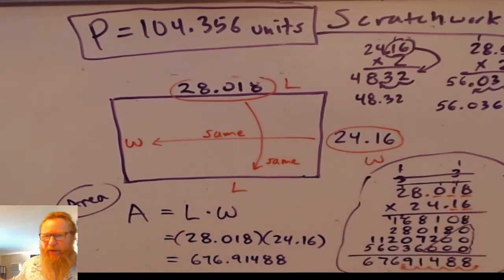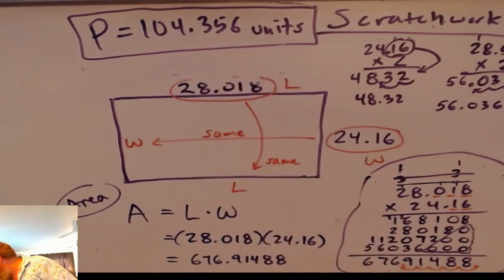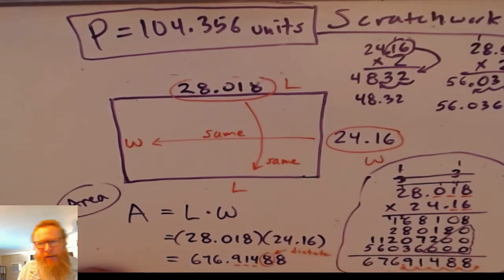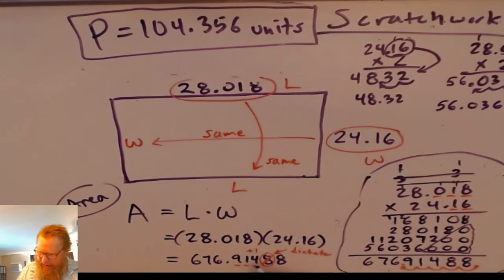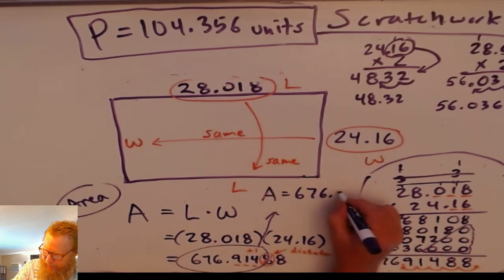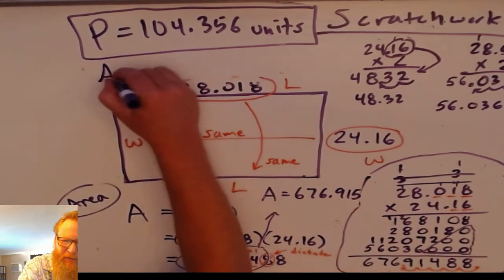If necessary, I want you to round to the nearest thousandth. That's 3 decimal places. Thousandth. So we're going to round to the nearest thousandth. So our decider is 8. Yeah, that is greater than 5. 8 is greater than 5, so we're going to add 1 to the 4. And my area is going to be 676.915 square units.